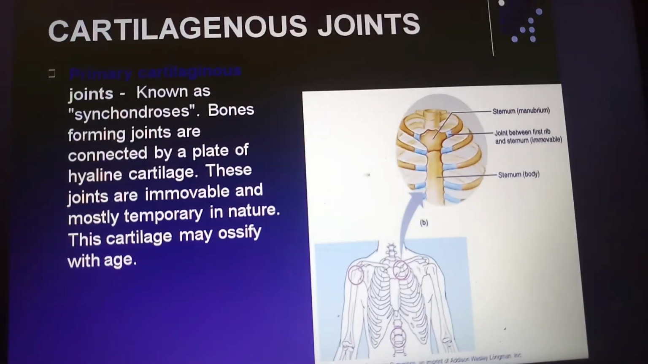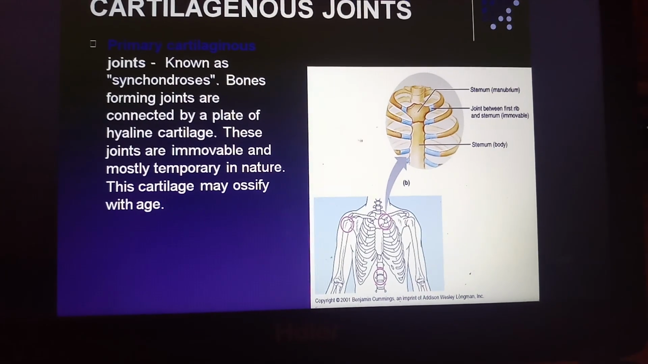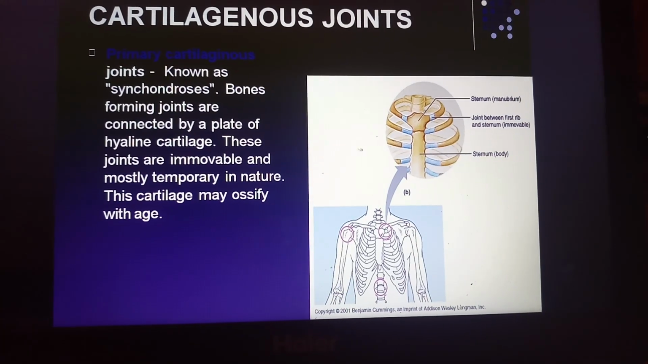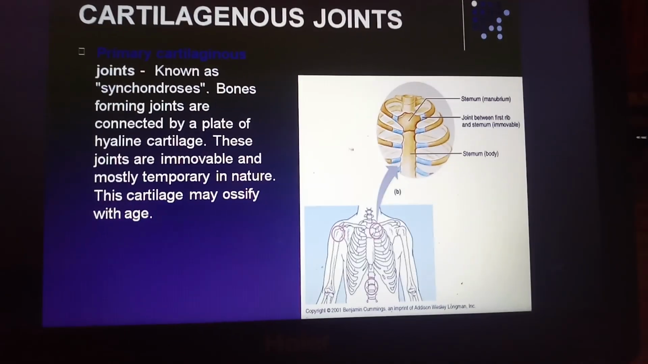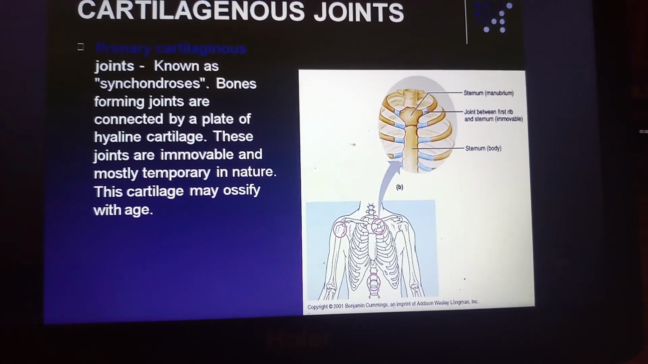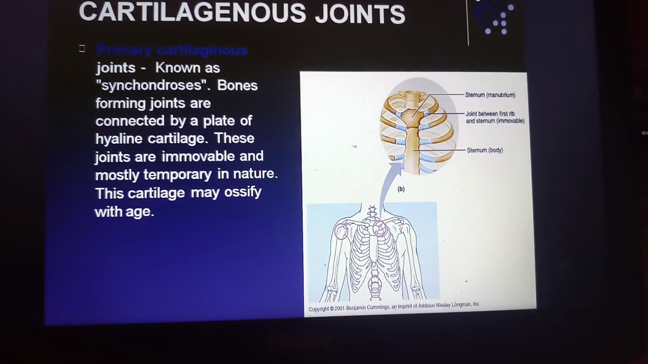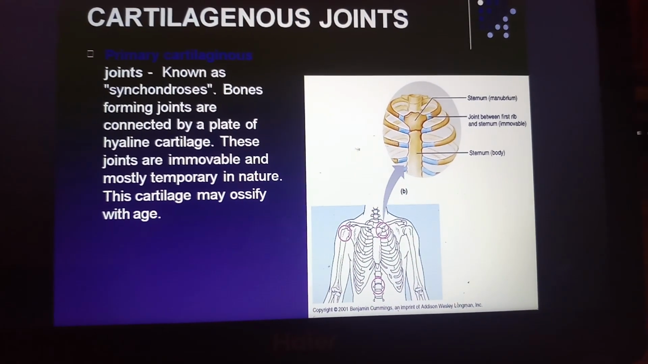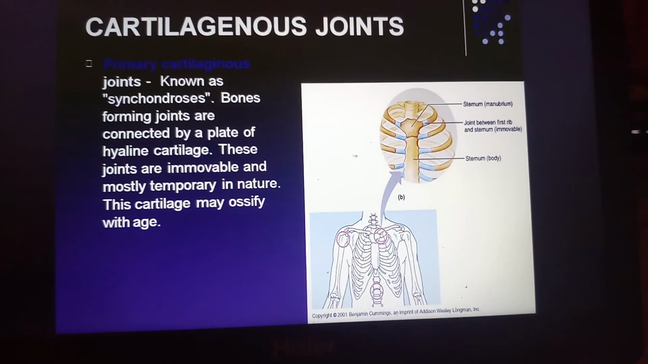As I told you earlier, the cartilaginous joints are further classified into two types, primary and secondary cartilaginous joints. Now come to the differences between them. What are the primary cartilaginous joints? These are the joints which are also known as synchondroses. The bones forming the joints are connected by a plate of hyaline cartilage. These joints are immovable and mostly temporary in nature. This cartilage may ossify with age. So, we learned that primary cartilaginous joints are temporary in nature, but secondary cartilaginous joints are permanent in nature. So, this is the first difference.